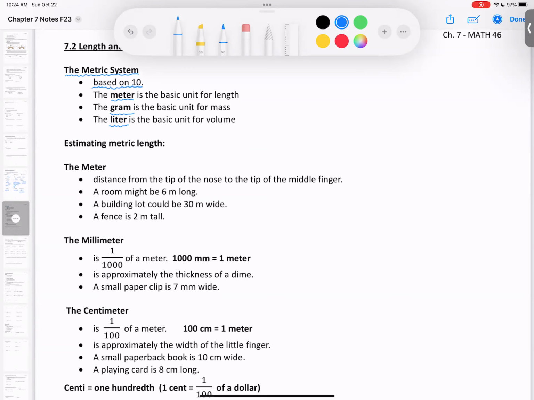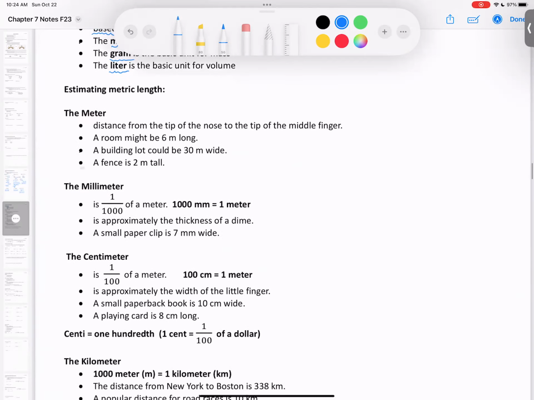So a meter, when I try to imagine what a meter looks like, I tend to imagine a meter stick, which you might have seen in a classroom. Another way to measure it would be the distance from the tip of your nose to the tip of your middle finger if your arm was fully outstretched. A room might be somewhere around 6 meters long. Our classroom's probably, I would say, closer to 8 or 10 meters long. A building lot might be around 30 meters wide, and a fairly tall fence might be around 2 meters tall.